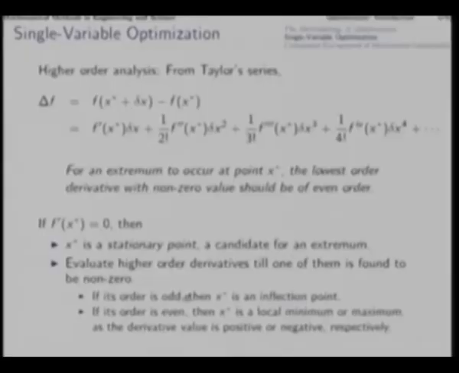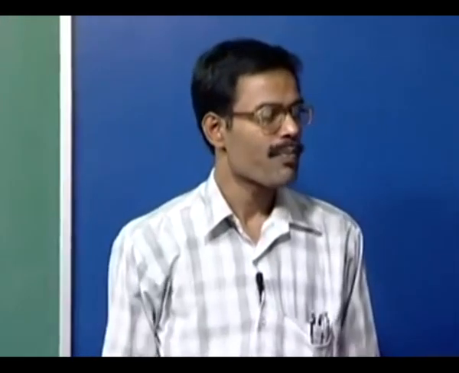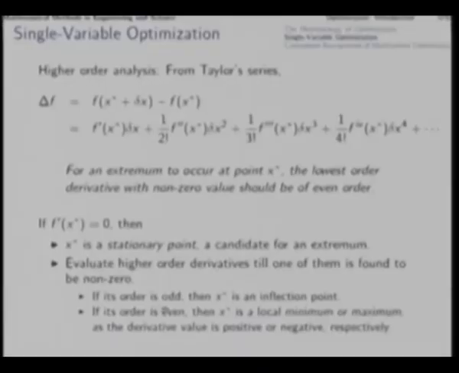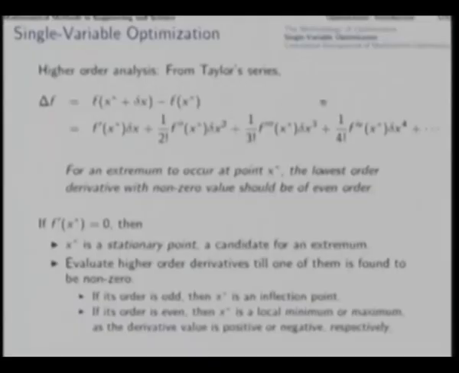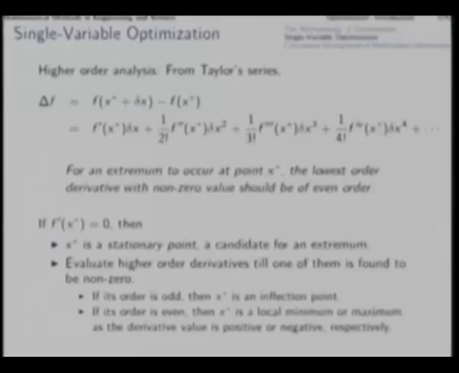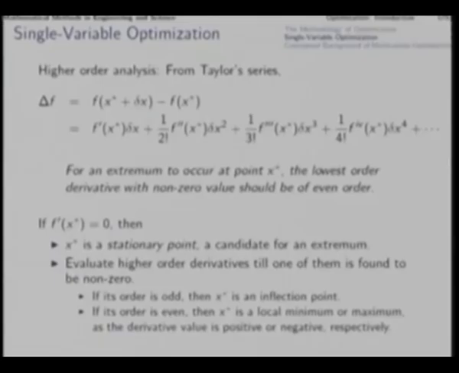If its order is odd, then the current point x star is an inflection point, coming like this, going like this, or coming up and then going further up like this. If the order of that first non-zero derivative is even, that is either the second or the fourth or the sixth and so on, then that will be a local minimum point or a local maximum point, depending upon whether that derivative is positive or negative. So, this much you have studied long back in 12th standard calculus itself, and this was the working rule for finding maxima and minima at that stage.